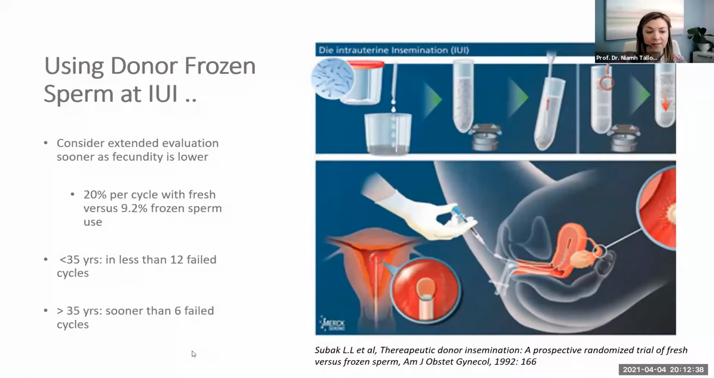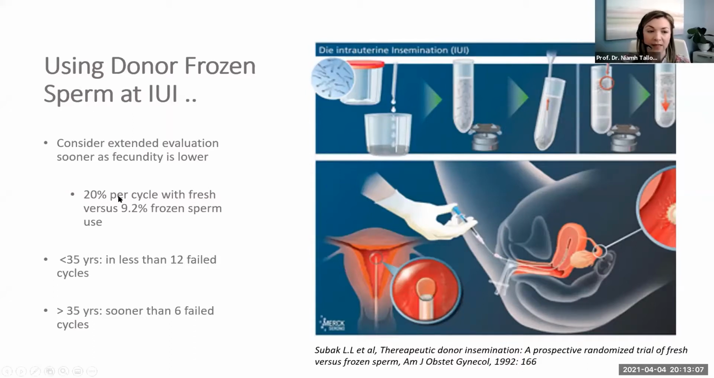Now, there are some studies that have looked at those who are conceiving using donor sperm, whether that be a heterosexual couple who have severe male factor and require anonymous or known donor sperm, or a single woman or a same-sex couple who are looking at insemination? In these scenarios, we're really looking at evaluating after failed cycles of insemination earlier than what has been outlined before.